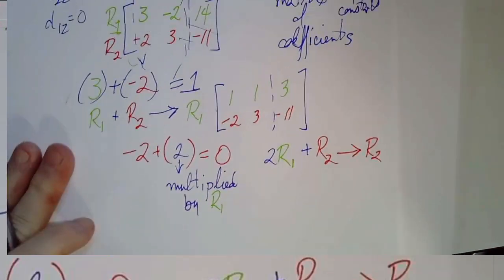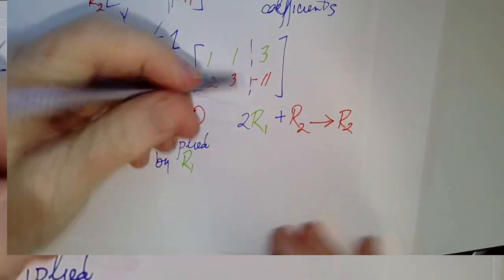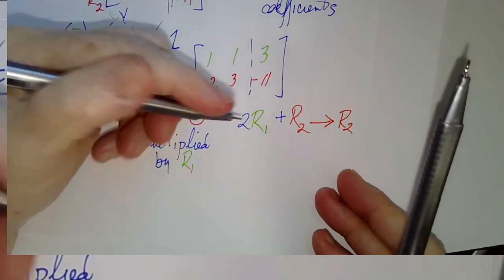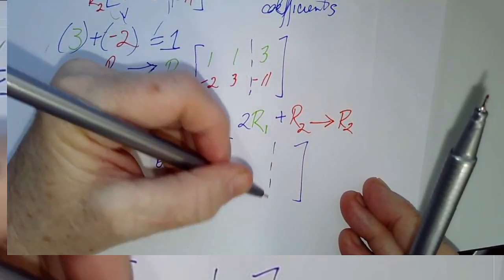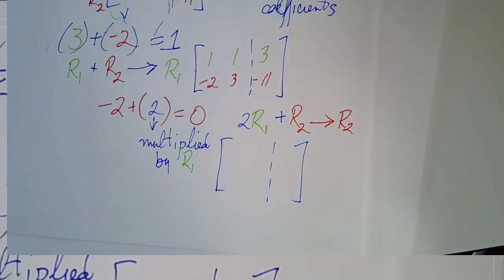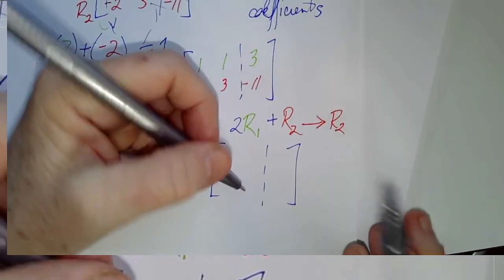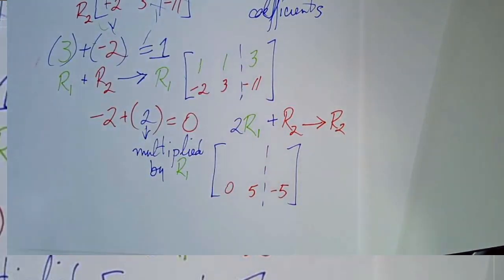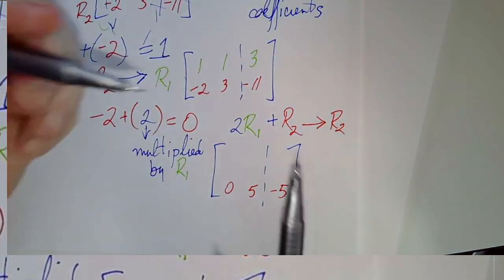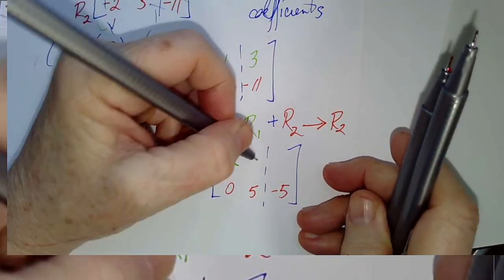Let's put this down here. Our new row 2 is 0, 5, negative 5. Row 1 is still 1, 1, 3.